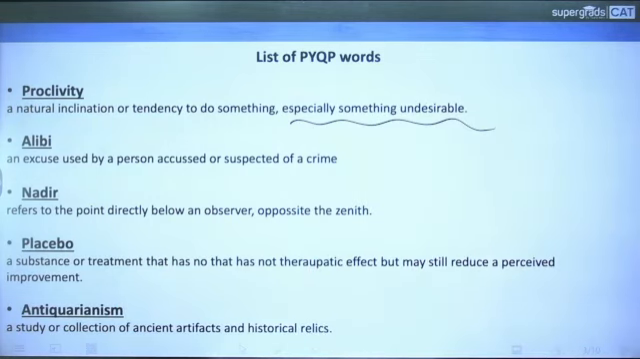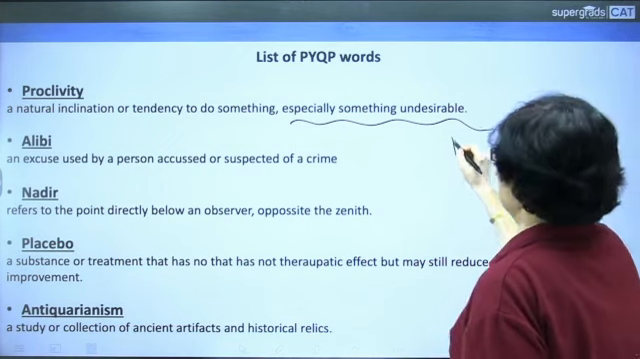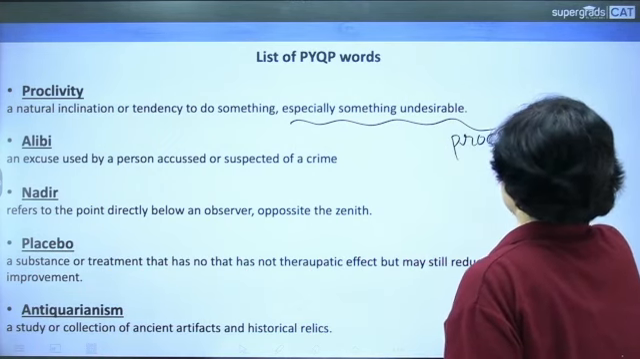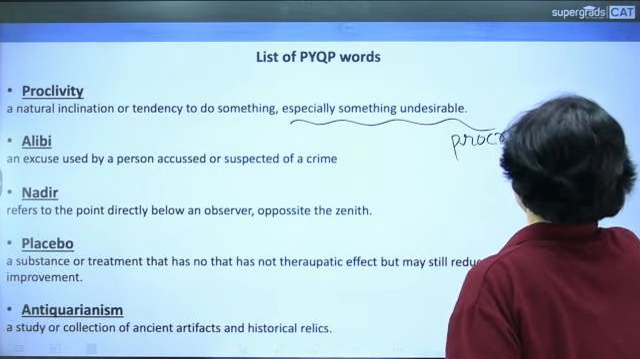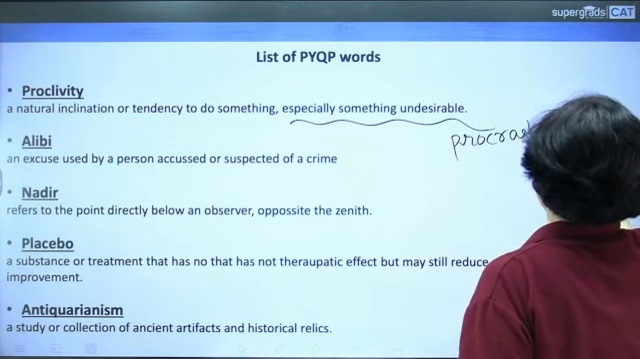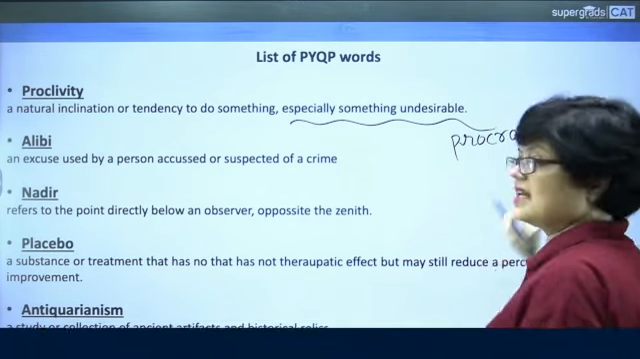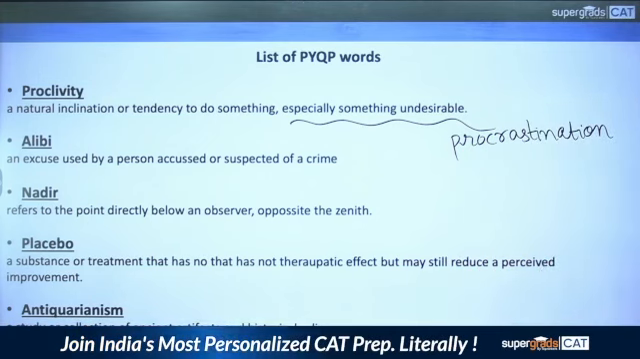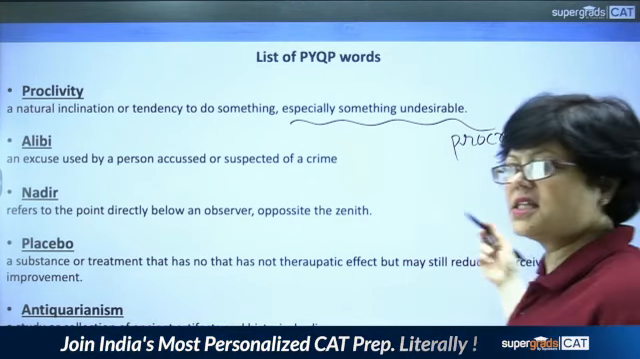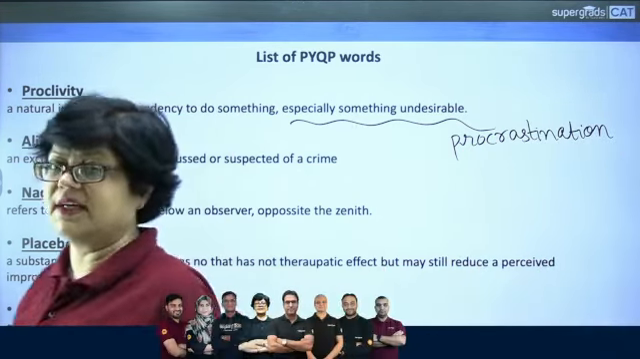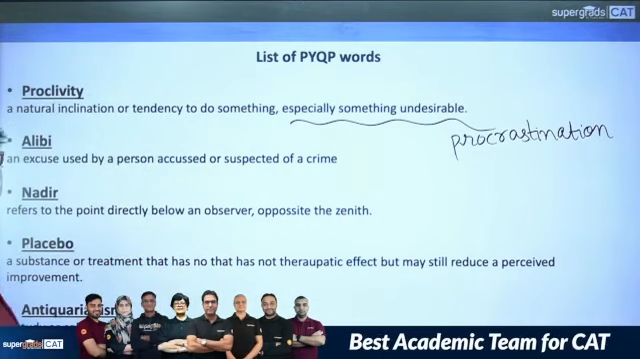His proclivity to procrastination. Procrastination is to delay things or events unnecessarily or intentionally. Okay? So it hindered his productivity or progress. Next, alibi.